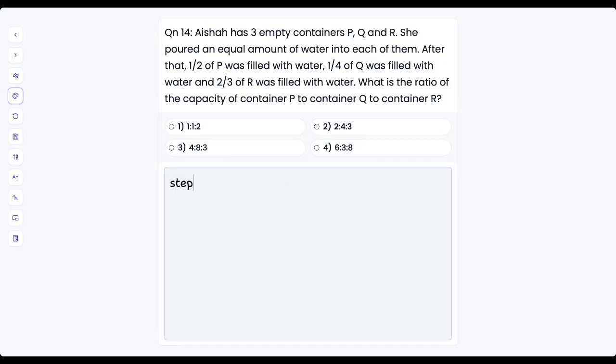Basically, step one, we need to find the equal fractions. In this case, I think it's pretty straightforward if you know how to do the question using the equal fraction concept. First, you have a bunch of fractions, and we are told that this bunch of fractions are equal. That means half of P was filled, one quarter of Q was filled, and two-thirds of R was filled. So the equal fractions are half of P is equal to one quarter of Q equal to two-thirds of R.